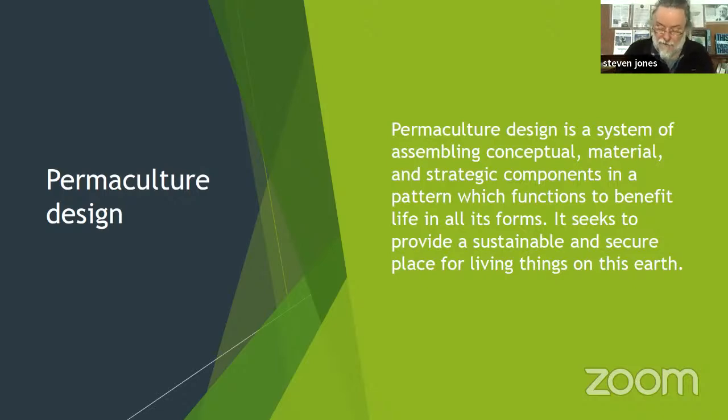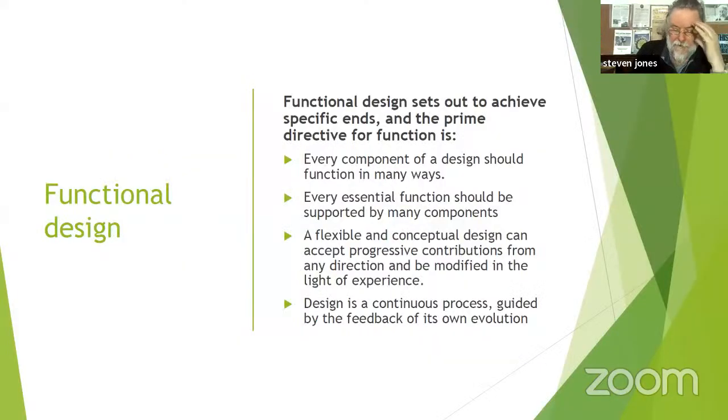It seeks to provide a sustainable and secure place for living things on Earth. So we're trying to design for life in all of its forms, we're reminded. And it also says every component of your design should function in many ways. So trees that can also be windbreaks, trees that can provide fruit for you and fodder for your animals. Every essential function should be supported by many components.